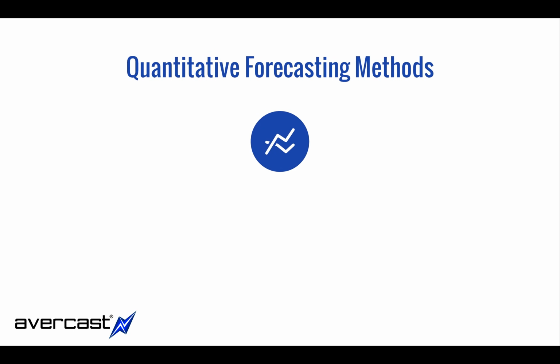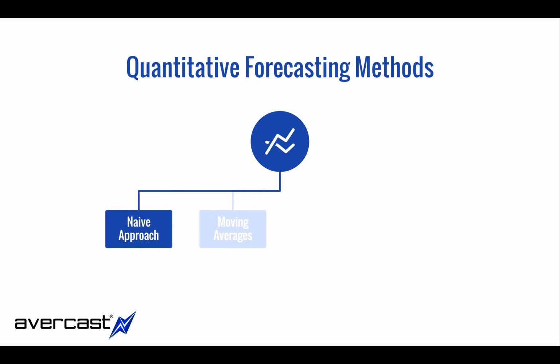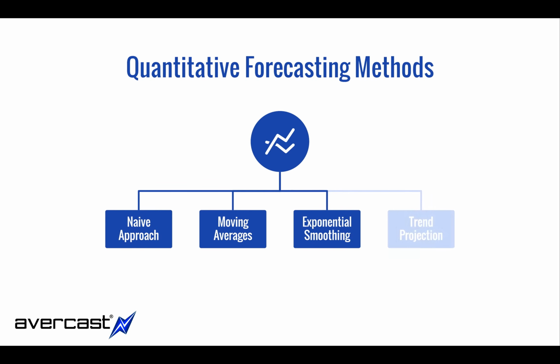And so as we look at quantitative forecasting methods, we can really break that out into these four approaches that we commonly see. There are groups that use the naive approach, which is really just looking at what happened in the previous period and saying that's going to happen again, right? I sold 100 widgets last period, this period I'm going to sell 100 widgets again.